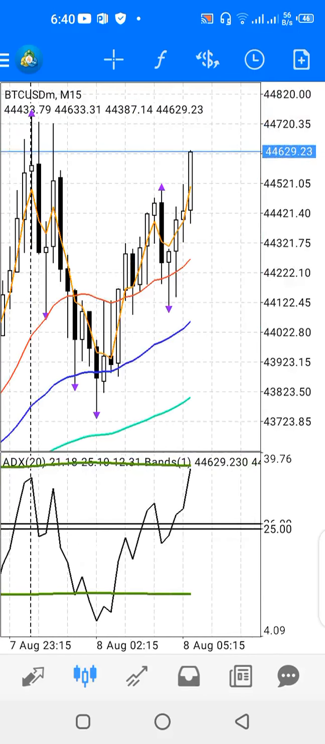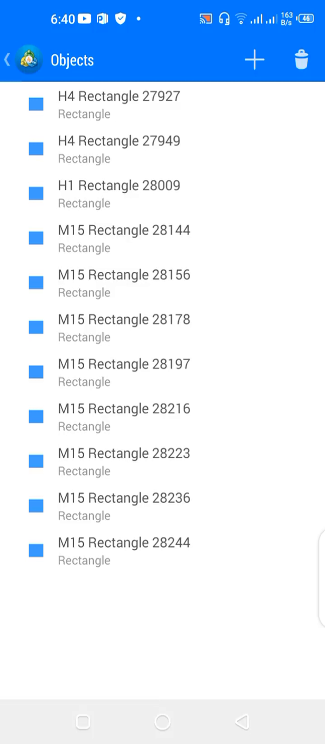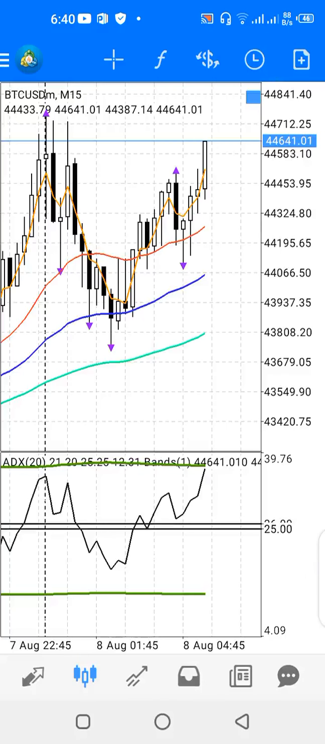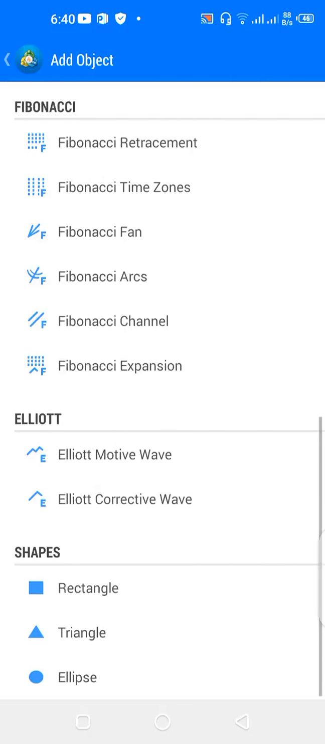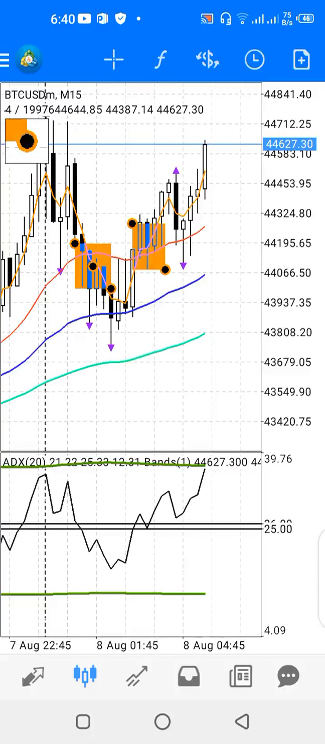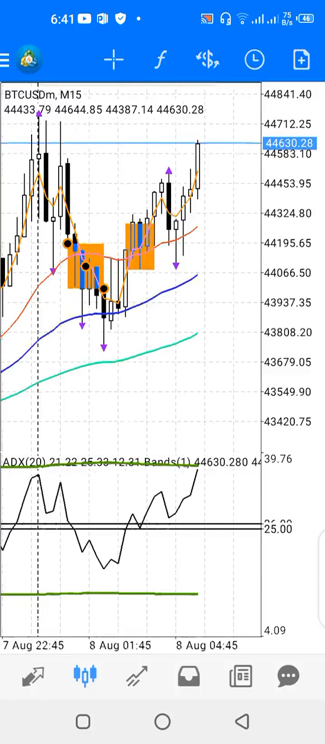So if we look at what's happening currently on the BTCUSD, you had a dip, you apply caution, then you have price coming out around here, and you can see what's happening, still going up.